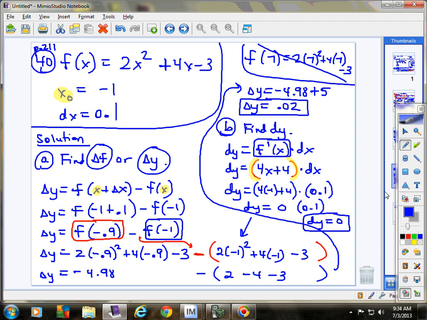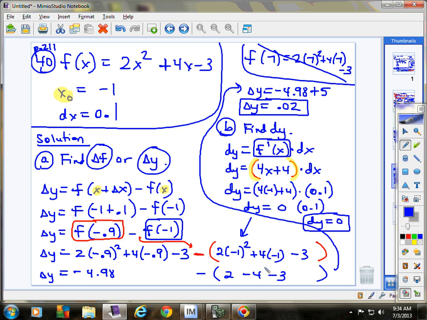All right, now we've got to decide which one of these two answers is the true change in y as x is changing from -1 to -0.9. X moved over 1/10 of a space, didn't it? On this graph, we started at -1. We moved to the right 1/10 of a space. So now x is at -0.9.